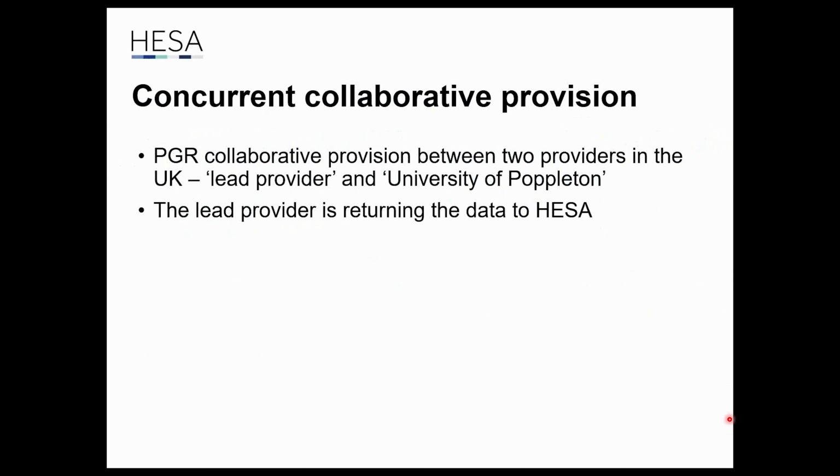So starting with concurrent collaborative provision. So this is the case where you've got more than one provider looking after that student and I suppose collaborating on their studying. But only one provider is allowed to return to HESA at a time. So one of their providers is returning data to us, but therefore they need to reflect something that another provider is doing. So in the example I've picked in both these cases actually, I've picked a lead provider and the University of Popperton. So the lead provider in this example is going to be the one returning the data to HESA.